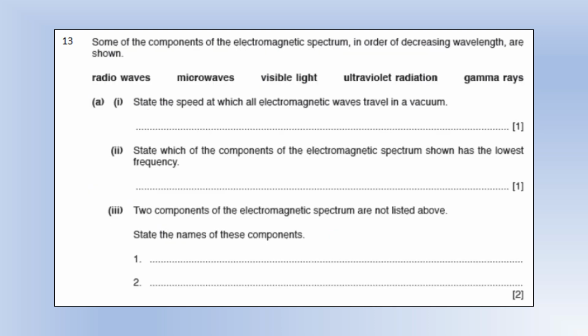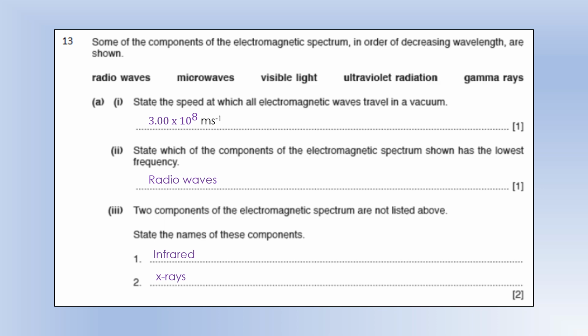Some components of the electromagnetic spectrum in order of decreasing wavelength are shown. State the speed at which all electromagnetic waves travel in a vacuum: 3 times 10 to the 8 meters per second. State which component of the spectrum has the lowest frequency: that's radio waves, they have the longest wavelength, lowest frequency. 2 components of the electromagnetic spectrum are not listed. Which ones are we missing? We've got radio, microwave, we don't have infrared, we've got visible, UV, and we don't have X-rays. And then we have gamma rays.